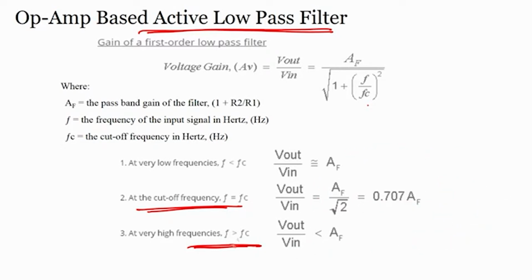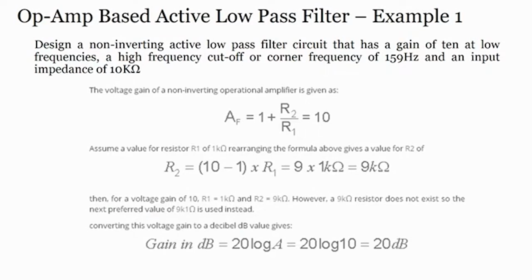Right now, you just think and listen to what I am saying: at low frequency F is less than Fc, you get this particular value; at the cutoff frequency F equals Fc, you have this particular value; when you have high frequency F greater than Fc, you have V out by V in less than AF. Alright. So, until here I hope it is extremely clear what a low pass filter is, what the passive low pass filter is, what the active low pass filter is, what the formula is, and how we can move forward. Alright. Now, let us see the example.